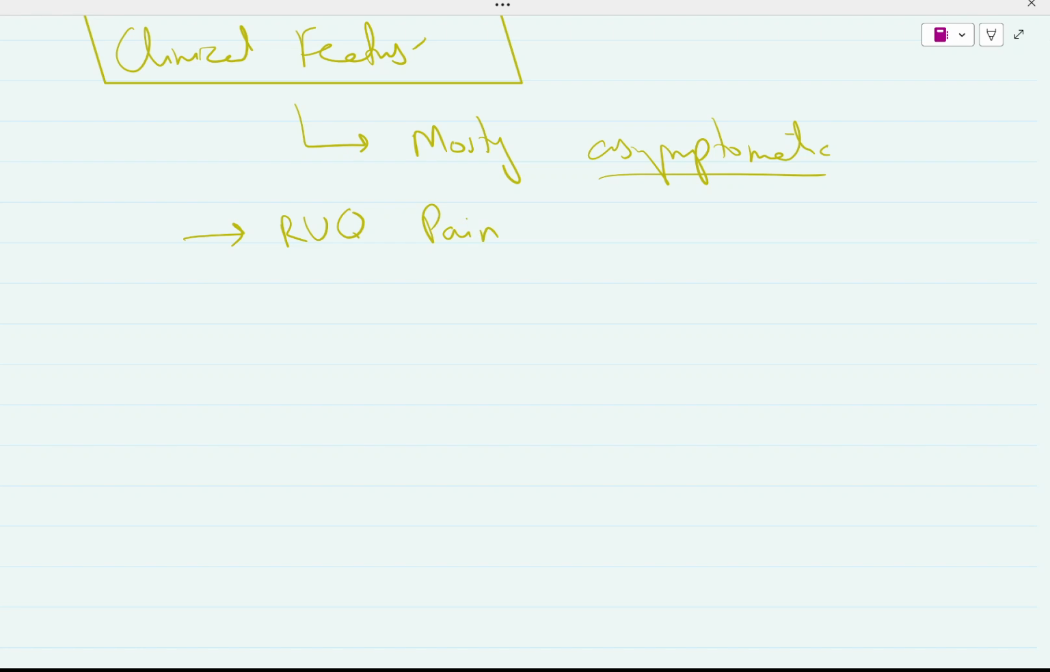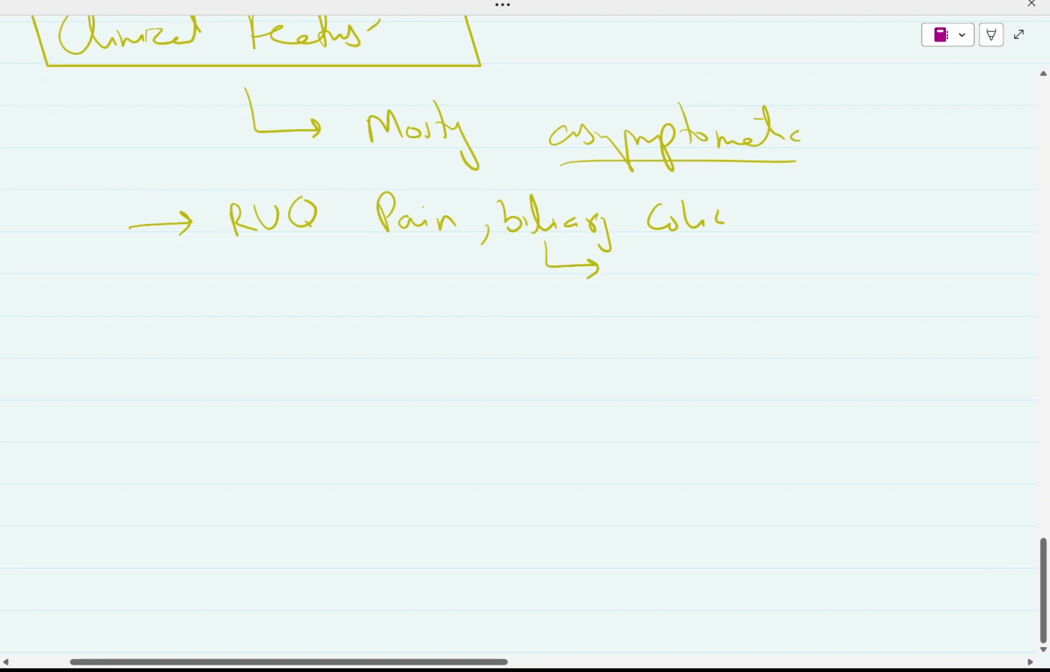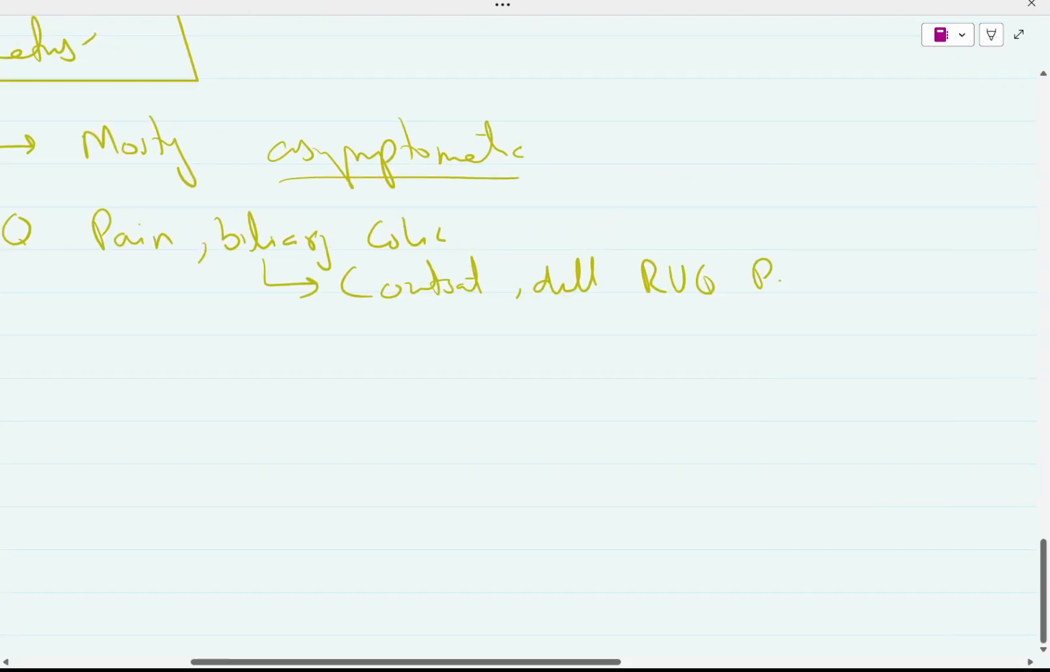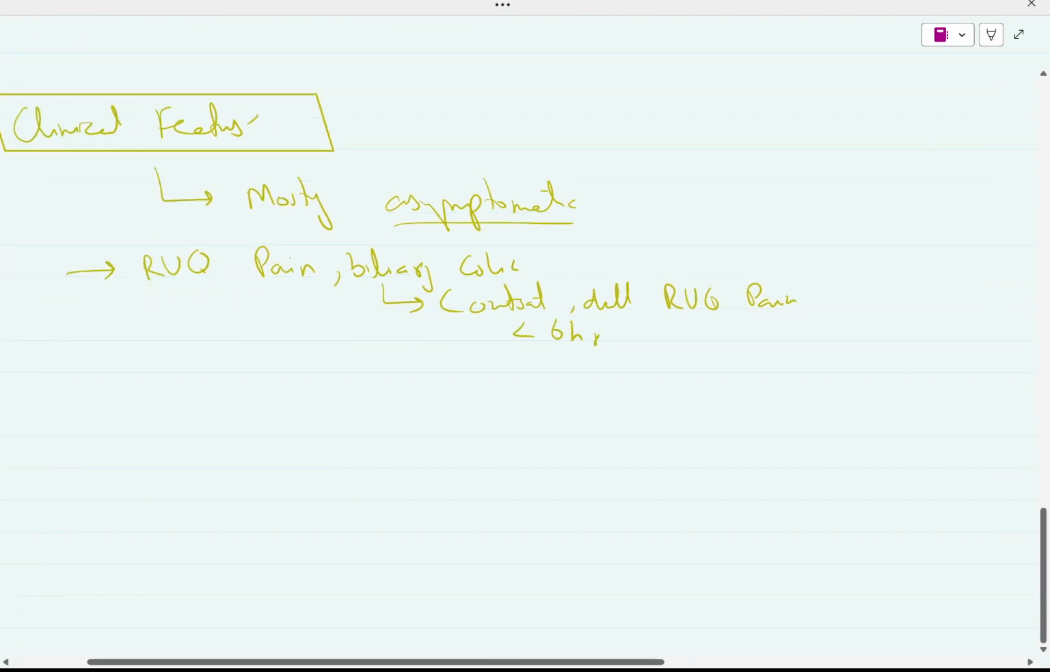We call the pain caused by gallbladder biliary colic. So there will be biliary colic. So what is biliary colic? We are going to study about biliary colic. There will be constant dull right upper quadrant pain not lasting more than 6 hours. So if a patient comes to you with right upper quadrant pain, you ask him if it is constant or not.